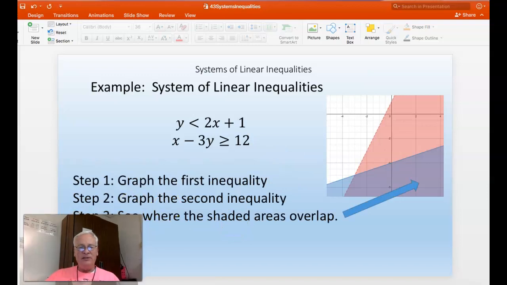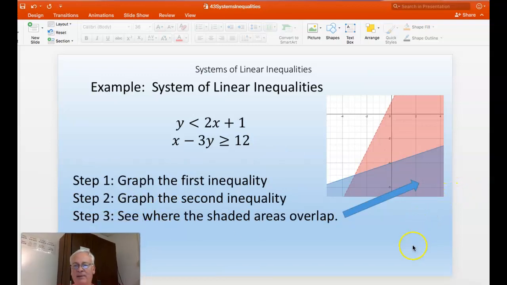The last thing you do is see where the shaded areas overlap. It's down here in this darker purple part, not the red part or the blue part. Any point, any ordered pair, any xy point in that double shaded area will make both of these inequalities true.